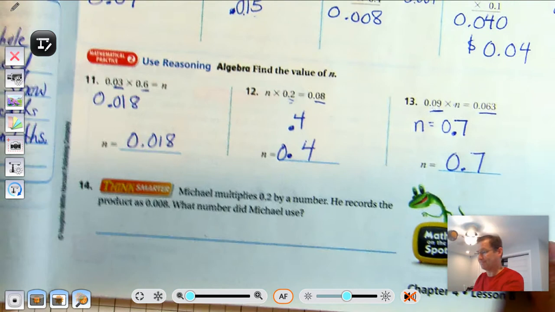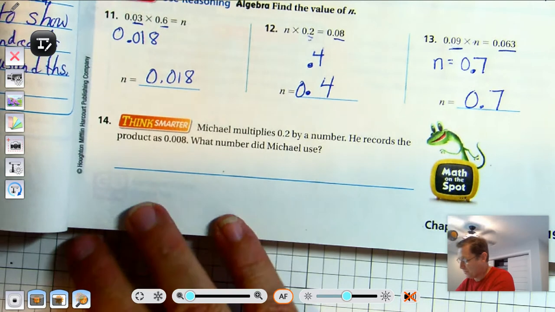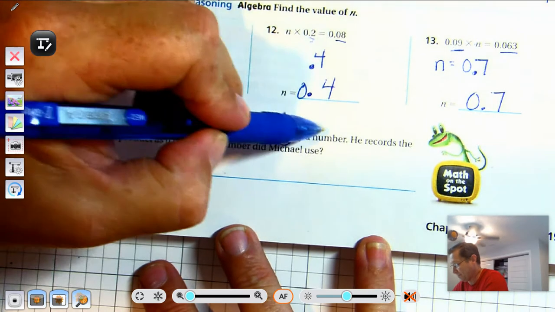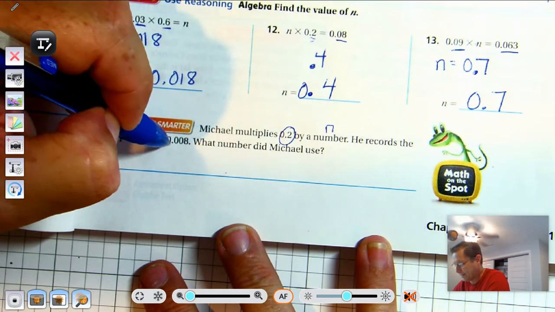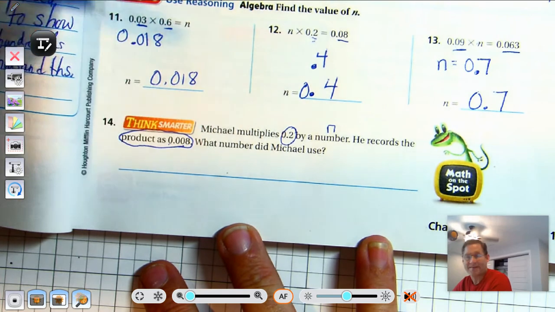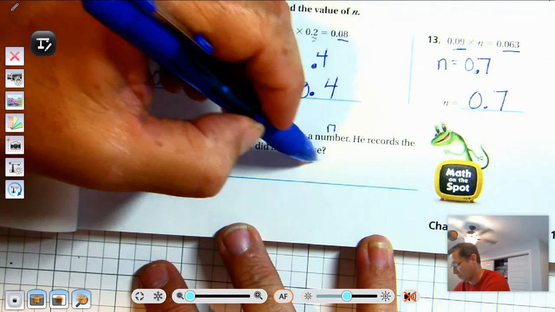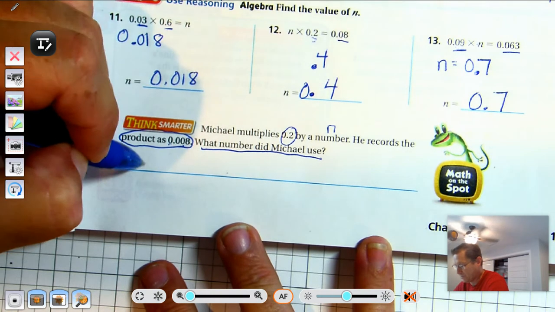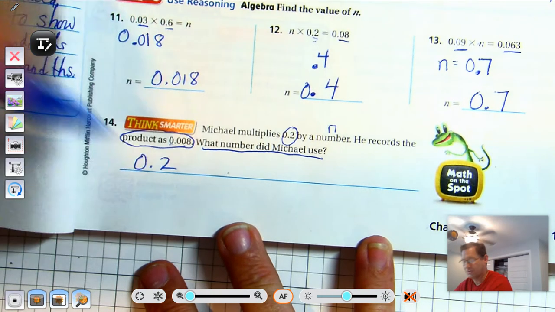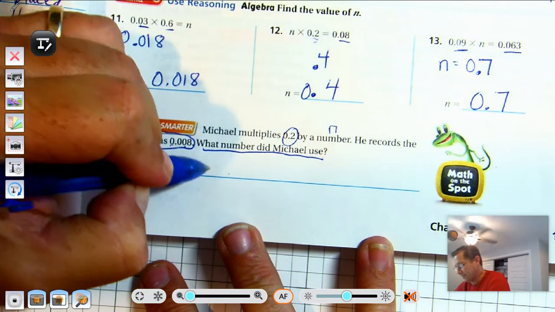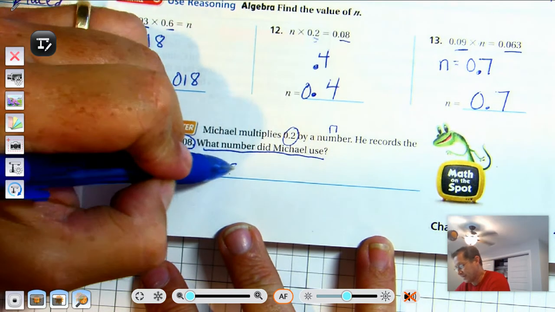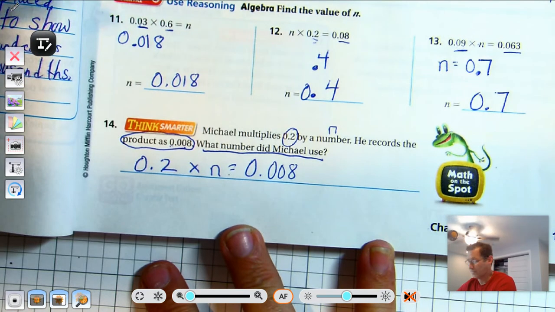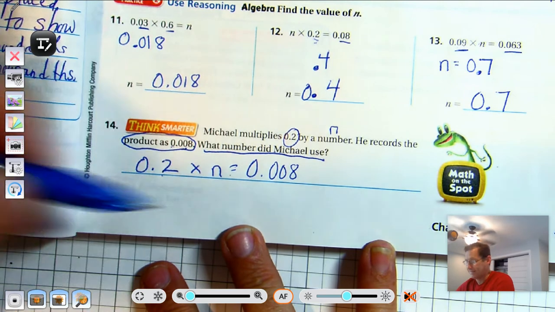All right, 14. Michael multiplies 2 tenths by a number. He records the product as 8 thousandths. What number did Michael use? So this is the same as 11 through 13. So we'd set this problem up by going something like this. 2 tenths times some number equals 8 thousandths. Well, 2 times what is 8?